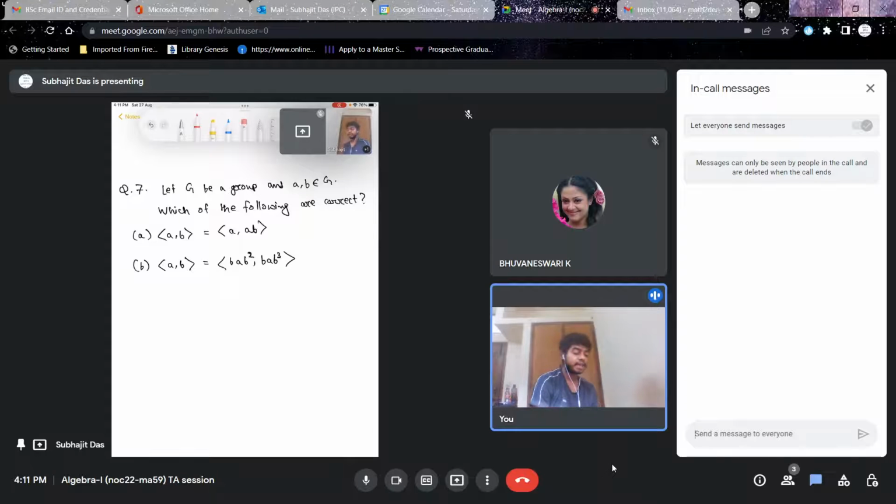The point is that this question is very easy, right? Simply if you understand the definition of the subgroup generated by a subset, you understand everything. So let G be a group and A and B be elements of G. Then you are asked to find out which of the following two statements are correct. The first statement says that the subgroup generated by A and B is the same as the subgroup generated by A and AB. And the second says that the subgroup generated by A and B is equal to the subgroup generated by B square and BAB cube, right?